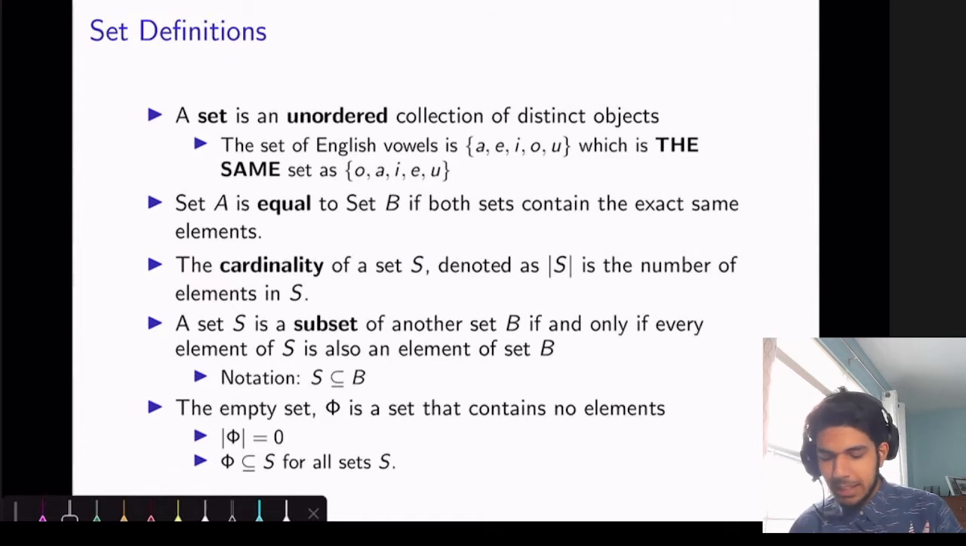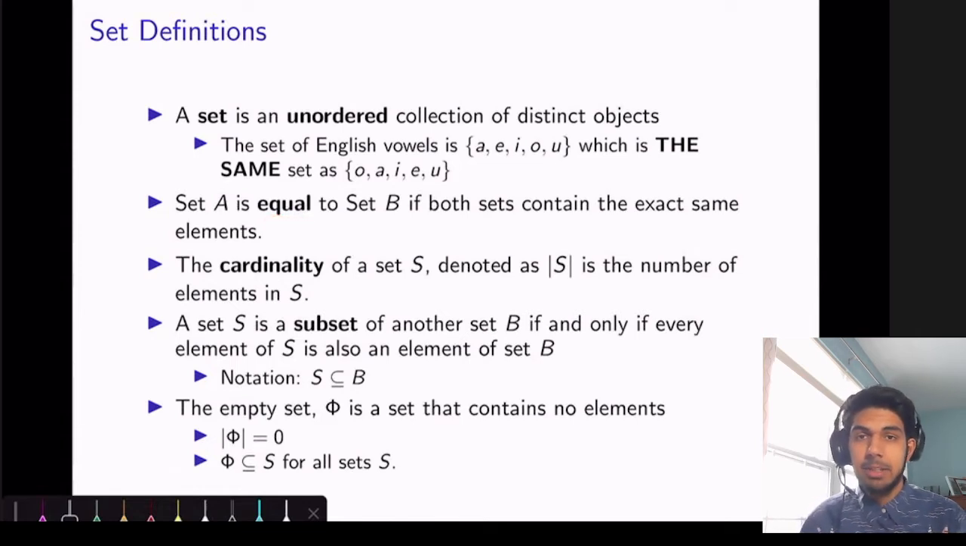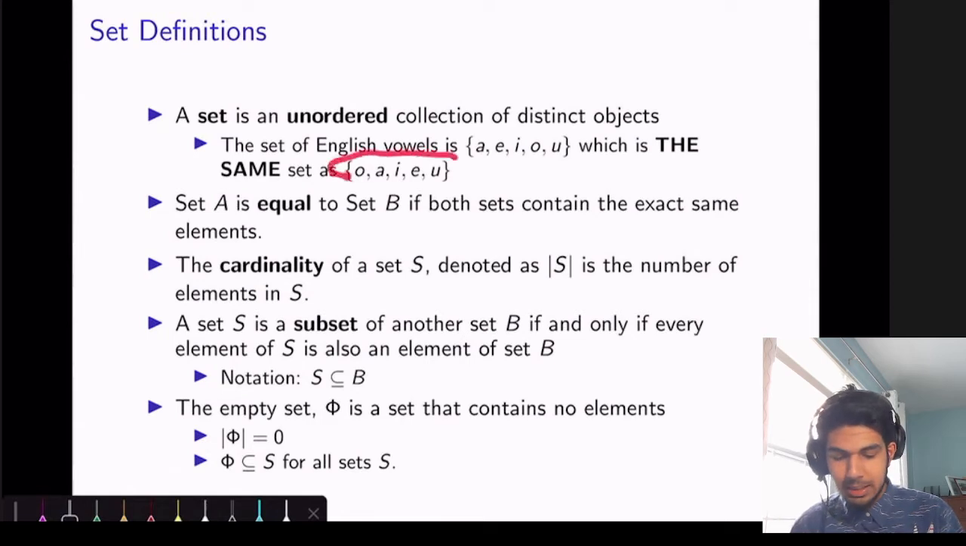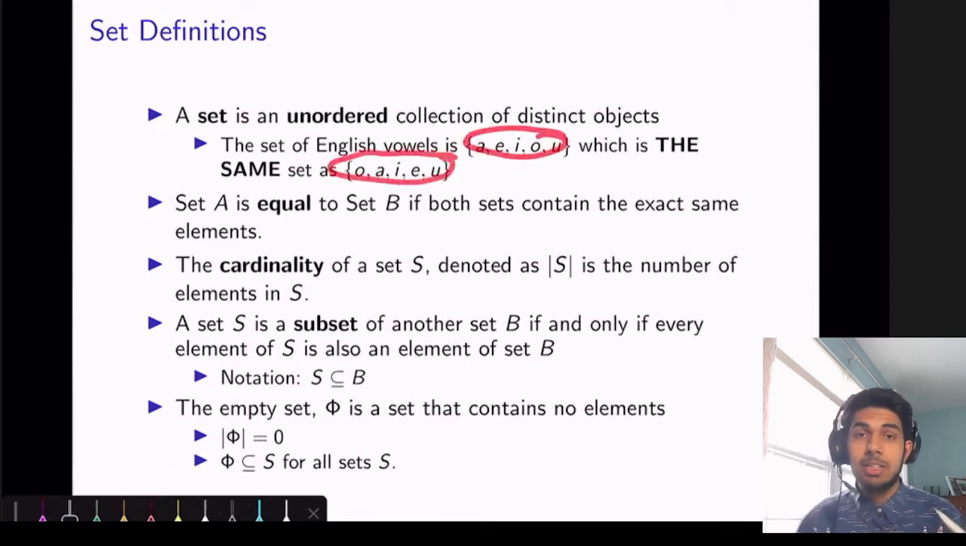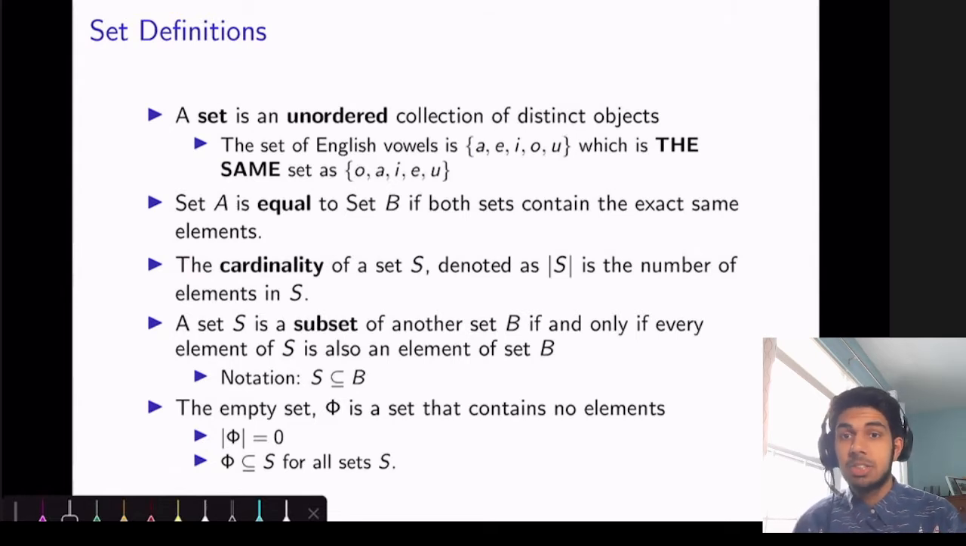And so we move to the second bullet point, which I kind of touched upon. Set A is equal to set B if both of those sets contain the exact same elements. So in this case, these two sets are equal because they both contain the exact same elements. They're just arranged differently.